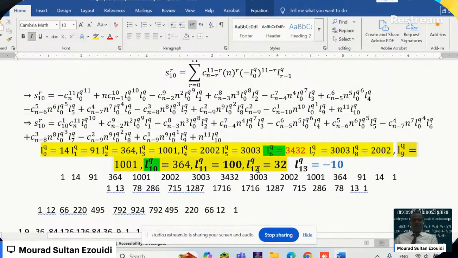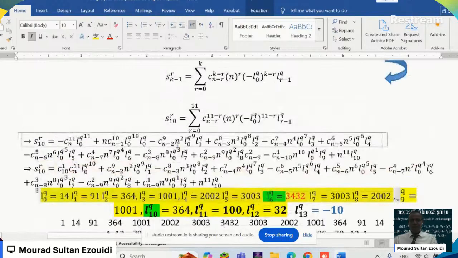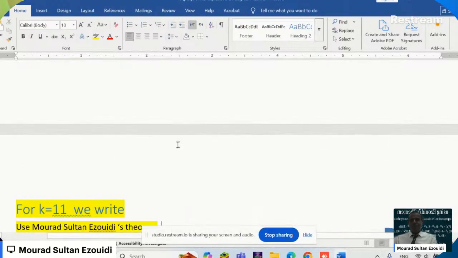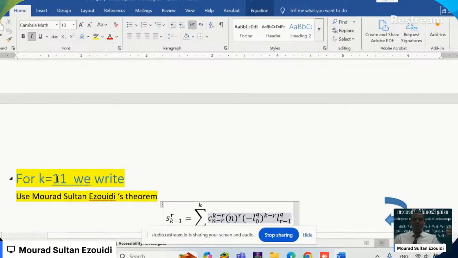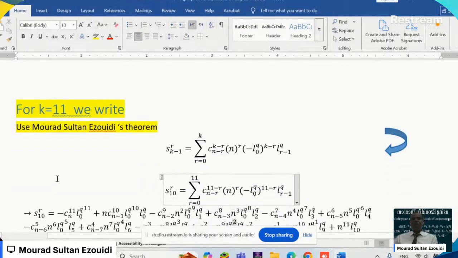So here, what's needed exactly? You will use L0 up to L10. What is L10? L10 is 364. You will use all the previous coefficients: 1, 2, 3, 4, 5, 6, 7, 8, 9, 10, and 11. That's why if you go back, when k equals 11, you are going to search for the value of S10, because 11 minus 1.